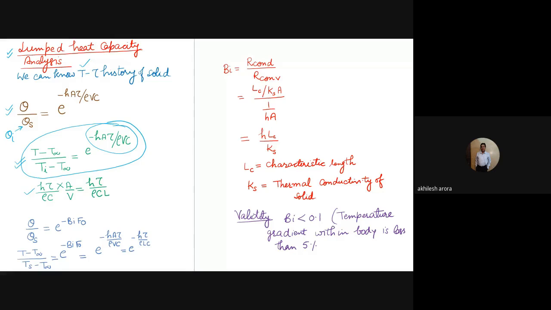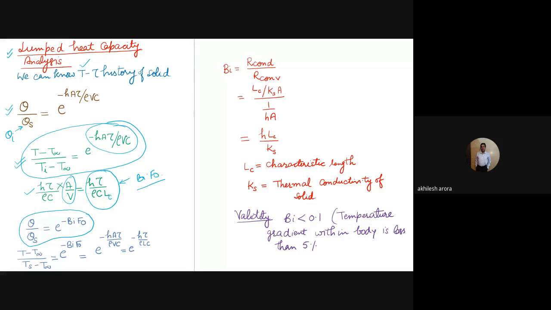So once again h a tau over rho V c, or rho C v, and this factor A by V can be written as Lc. Lc stands for the characteristic length. It's the ratio of volume by area actually. And finally, when we rearrange the terms, we can say that this total value is equal to Biot number into Fourier number. So the above expression can be written as theta over theta s is equal to e raised to power minus Biot number into Fourier number.